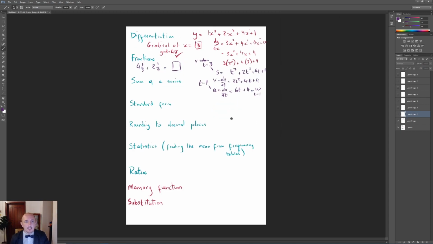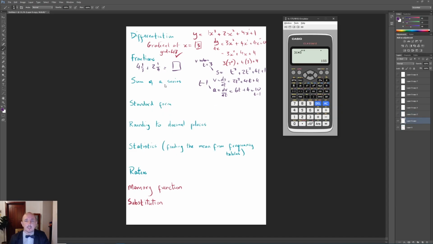Let's go back to this sum of a series, standard form. I think most people know how to use this on the calculator, but in the examiner's report, it's saying that students are actually getting this question wrong and trying to do it themselves without the use of the calculator. So you can take like 6 times 10 to the 3 and it will convert it into 6,000 for you. So don't forget you're able to use that.